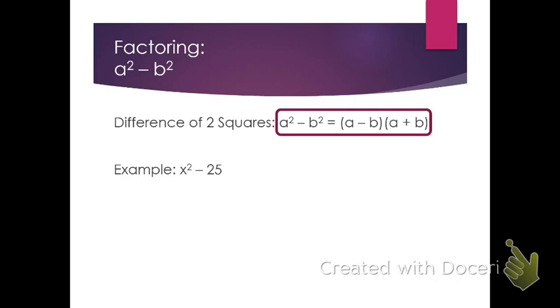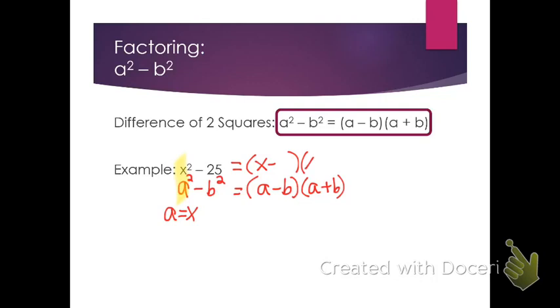So here's another example, x squared minus 25. I'm going to start by comparing this to a squared minus b squared, and I'm going to try to set this up so I can figure out what to plug into my formula. Now it's not too difficult to see that instead of an a squared I have an x squared, which means that my a value must be an x. So everywhere I see an a in this formula, I'm going to replace it with an x.